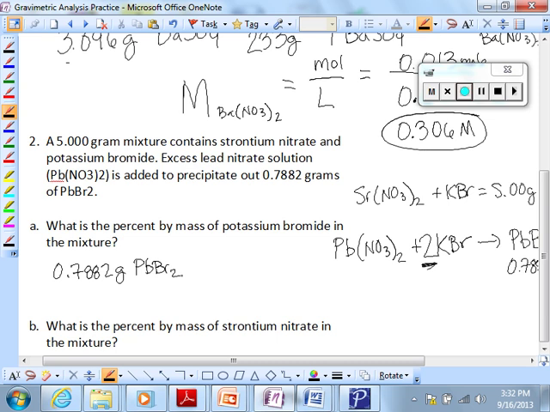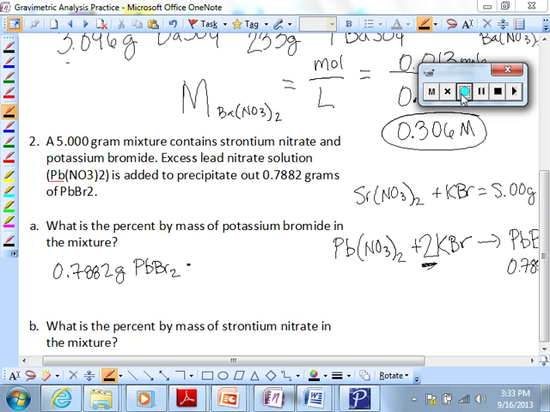The only thing that relates to is the potassium bromide, not the strontium nitrate. Strontium nitrate was not involved in the creation of the precipitate. Okay, strontium nitrate is not mentioned in the precipitate, so we cannot calculate it from here. Alright, so 0.7882 grams lead bromide.